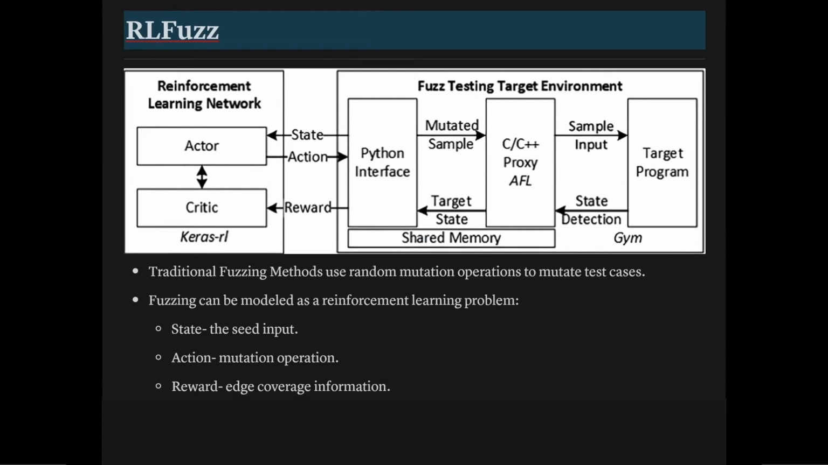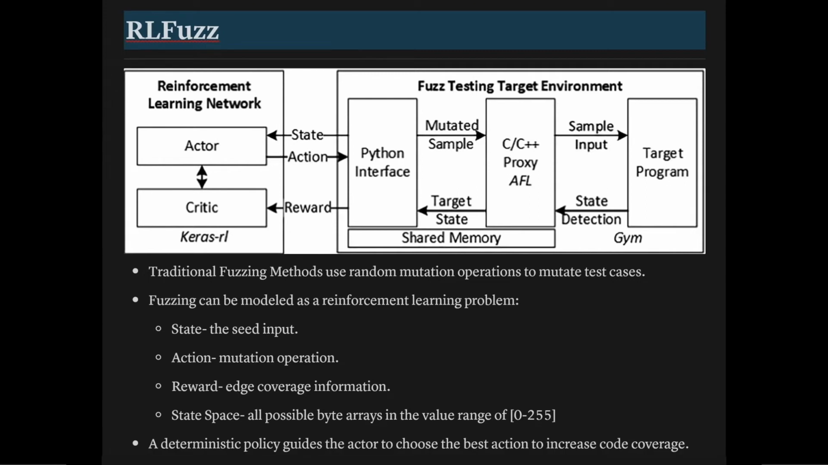Mutator functions are the agent's action functions, seeds are the current state, and the reward is based on edge coverage. The critic uses a deep neural network to model the policy and adjust the reward probabilities according to edge coverage information returned by the baseline fuzzer. The actor chooses a mutation function according to the policy.